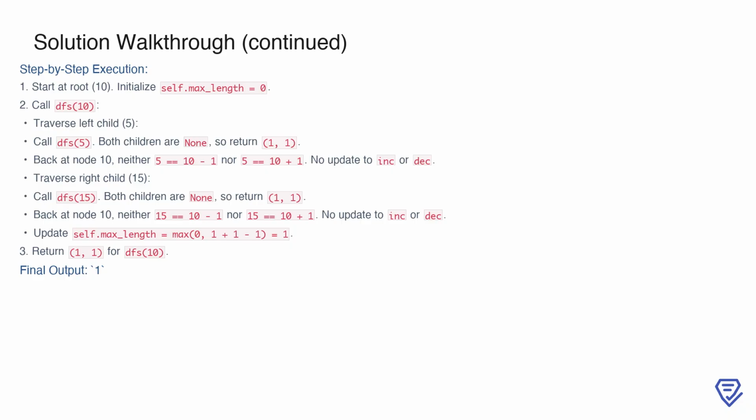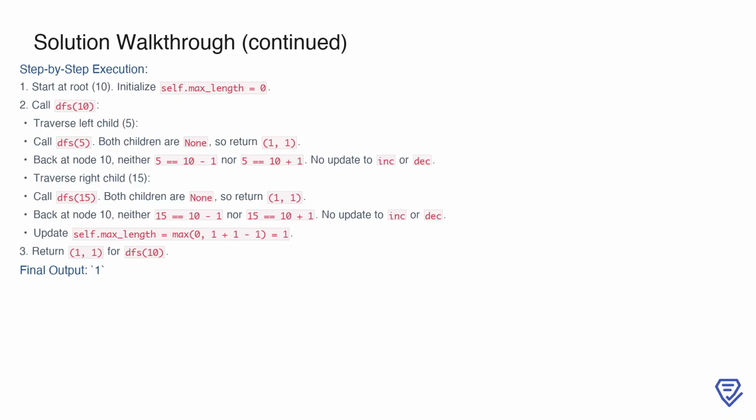Back at node 10, neither 5 = 10 - 1 nor 5 = 10 + 1, so there is no update to inc or dec. We then traverse the right child, node 15, which also has no children and returns 1, 1. Again, back at node 10, neither 15 = 10 - 1 nor 15 = 10 + 1, so inc and dec remain unchanged. Finally, we calculate self.max_length as the maximum of its current value and the sum of inc and dec minus 1, resulting in a value of 1.